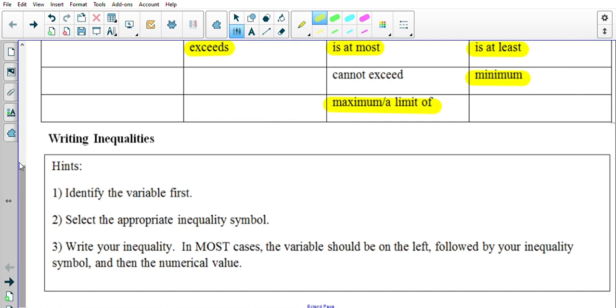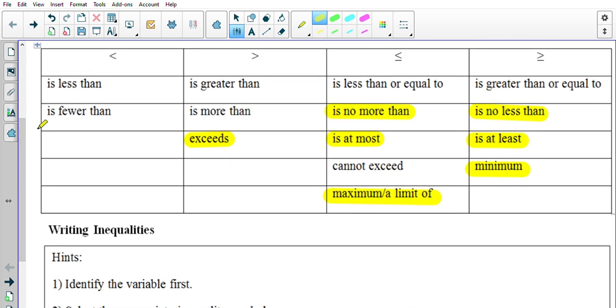We might say at most 25. So we want less than or equal to, and then the 25 is going to follow it. So the word or phrase that represents our inequality is usually followed by a number. And so the number typically is going to go on the right-hand side.